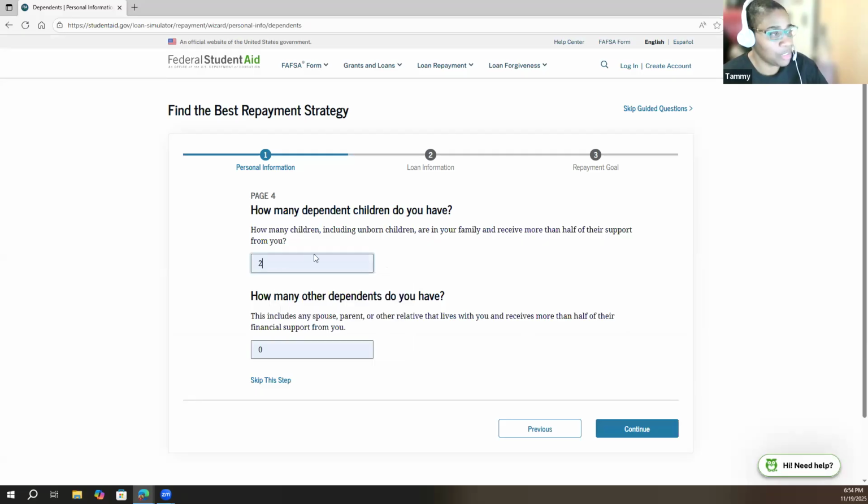This says, how many dependent children do you have? How many children, including unborn, are in your family and receive more than half of their support from you? I'm going to put two. How many other dependents do you have? This includes your spouse, parent, or other relatives that live with you and receive more than half of their financial support. I'm going to put zero there.